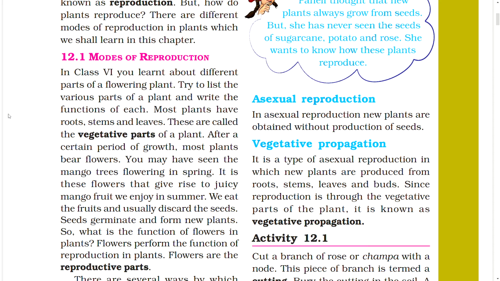After a certain period of growth, most plants bear flowers. You may have seen the mango trees flowering in spring. It is these flowers that give rise to the juicy mango fruit we enjoy in summer. We eat the fruits and usually discard the seeds. Seeds germinate and form new plants. So, what is the function of flowers in plants? Flowers perform the function of reproduction in plants. Flowers are the reproductive parts.